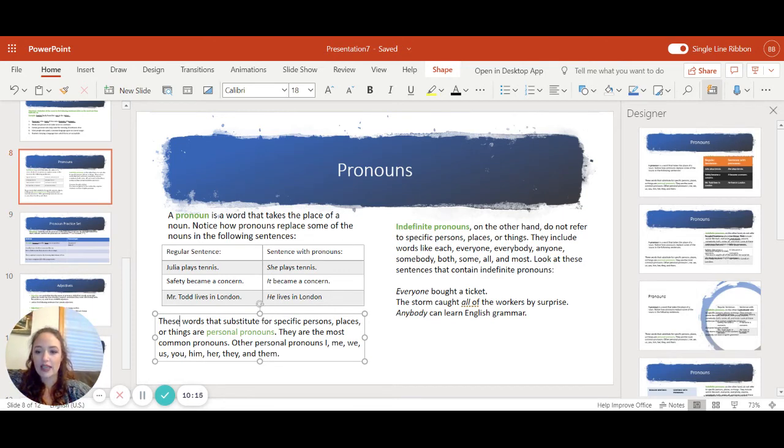So I, me, we, us, right? We can replace those with specific names. You, him, her, they, or them. So personal pronouns are personal because they can be replaced with specific people's names.